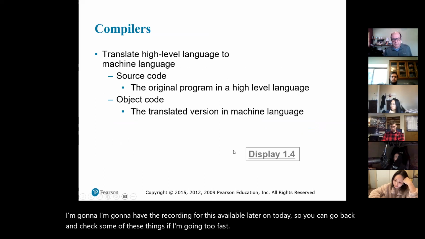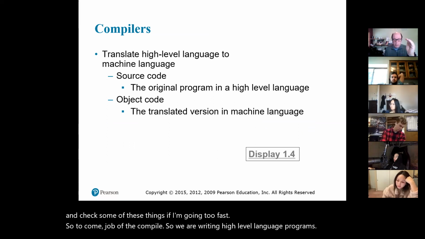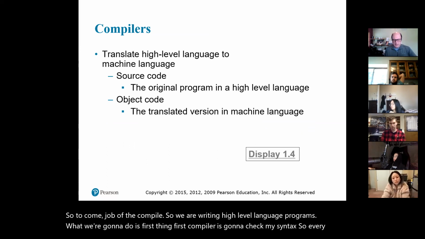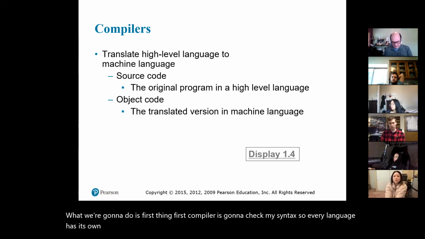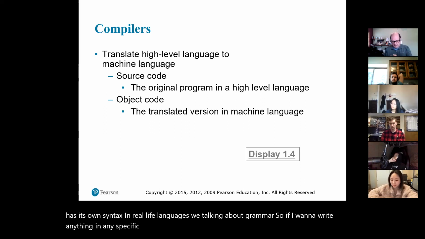So the job of the compiler. We are writing high-level language programs. First thing first, the compiler is going to check my syntax. Every language has its own syntax. In real-life languages, we're talking about grammar. If I want to write anything in any specific language, I have to follow the grammar for that language. So we're going to check the grammar first.